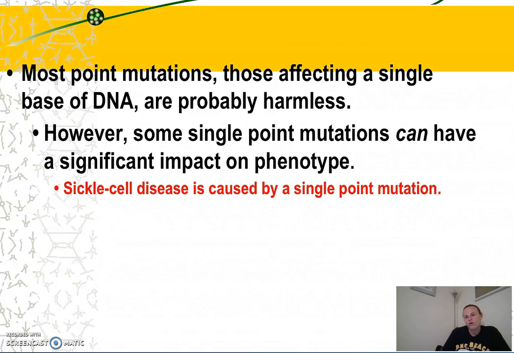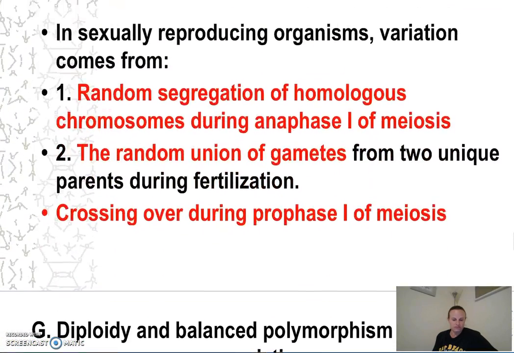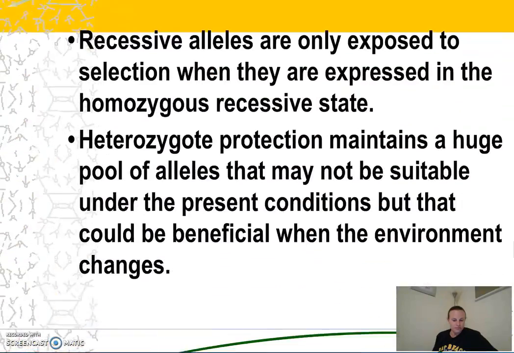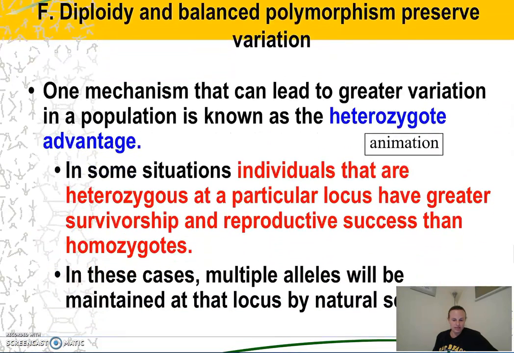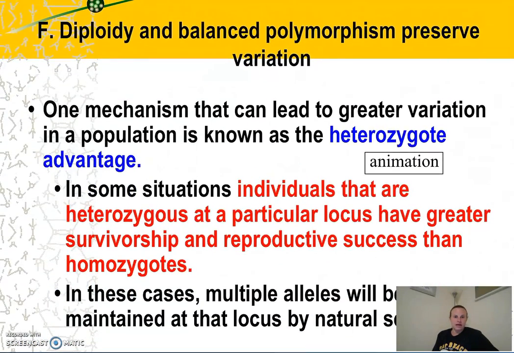Now, most point mutations are mutations that affect a single base of DNA. Most of them are harmless. However, if that point mutation causes a change in the function of the protein, then it can be harmful, as is the point mutation that causes sickle cell disease. It's caused by a single point mutation. And what this does is gives the person sickle cell anemia.